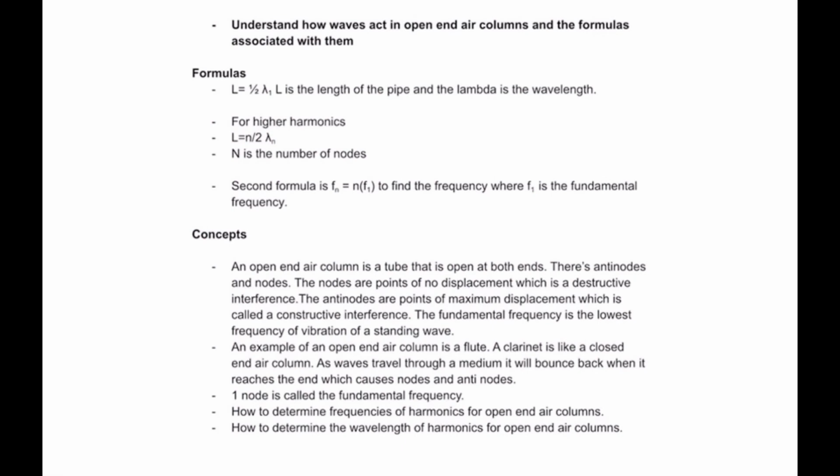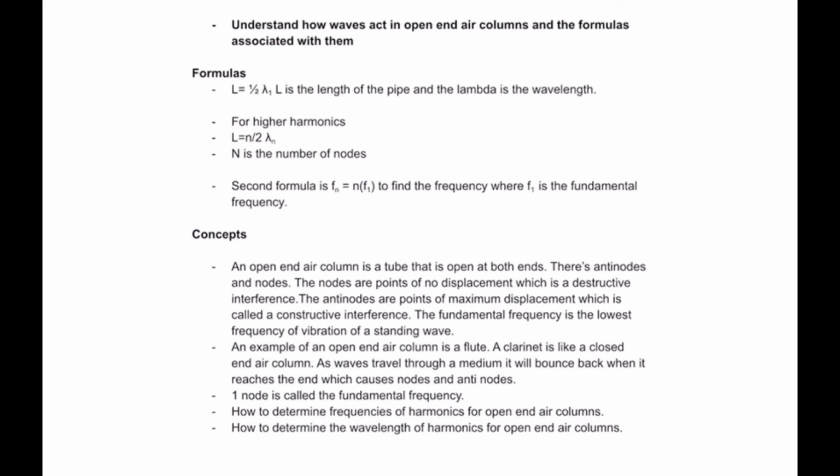So by now you should understand how waves act in an open-end air column and the formulas associated with them. You should also know that an open-end air column is a tube that is open at both ends, that there's antinodes and nodes, that the nodes are points of no displacement, which is a destructive interference, and the antinodes are points of maximum displacement, which is called a constructive interference. The fundamental frequency is the lowest frequency of vibration of a standing wave.